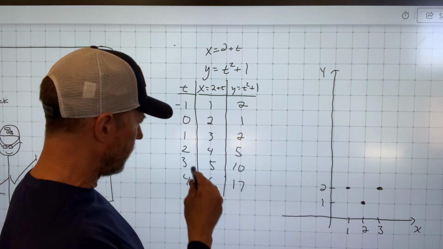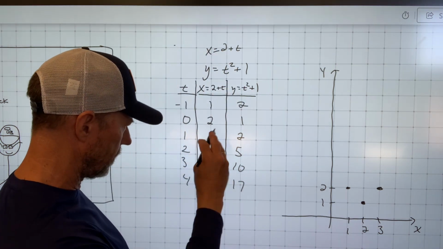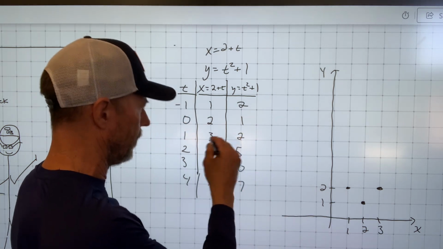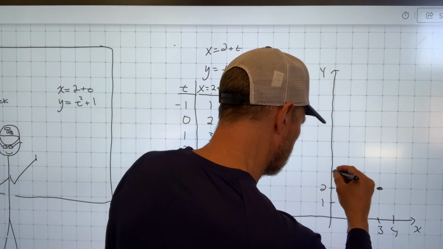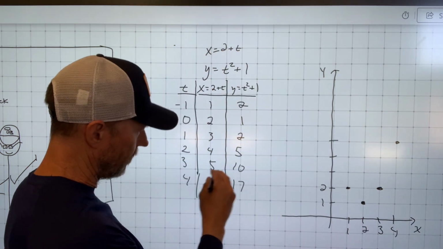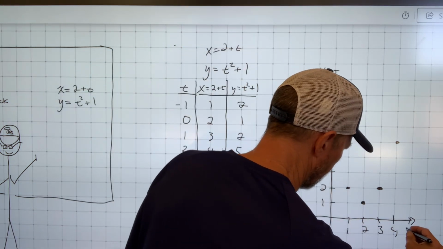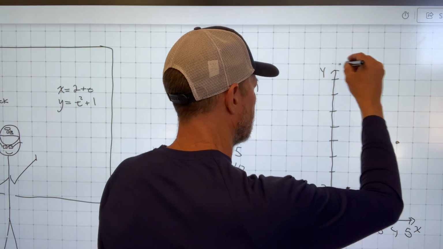What was the last thing I left off? At 3, I get 2, at 4, I get 5. So at 4, I have 5. So this is 3, 4, 5. And then it just is taking off from there, because at 5, it's going to be at 10. So I have 5 here. 10 is going to be way up here, 6, 7, 8, 9, 10.